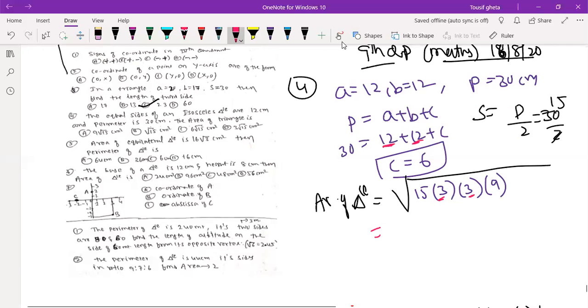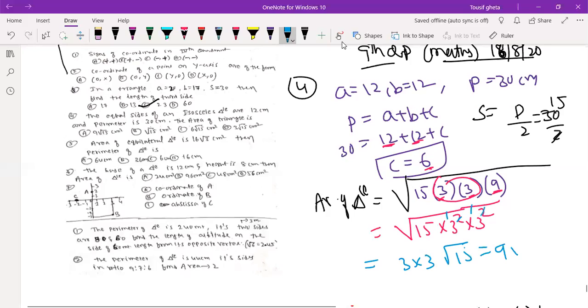That's it. You can see this is a square and this is also a perfect square itself. So I can write this as 15 into 3 square into 3 square. As 9 is there, I will write 3 square. So the square cancels with the root, and I will get 3 into 3 root 15. So pick out 9 root 15 centimeter square. Which is that option? 9 root 15. Yeah, it is A option. So chalo, the fourth one is done.